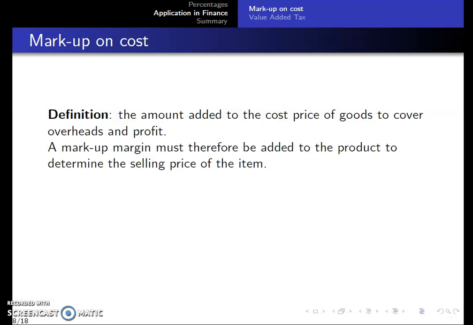Now, a markup margin, that is the amount that you will be adding, must therefore be added to the product to determine the selling price. That is, whatever amount you will add, the total amount of cost plus the markup will give you the amount you use to sell to your customers.